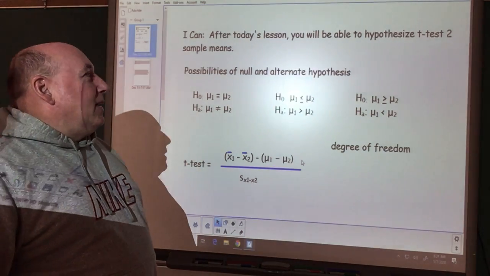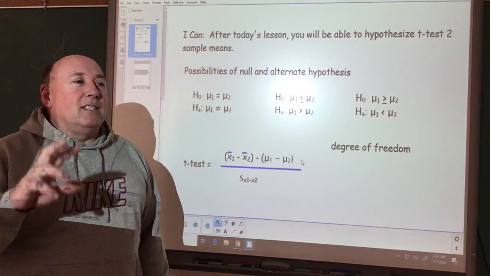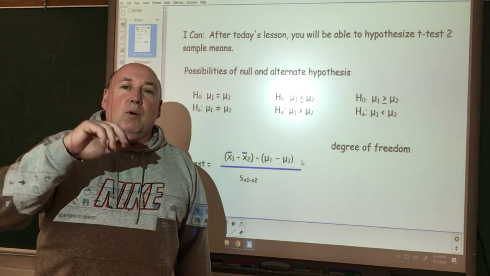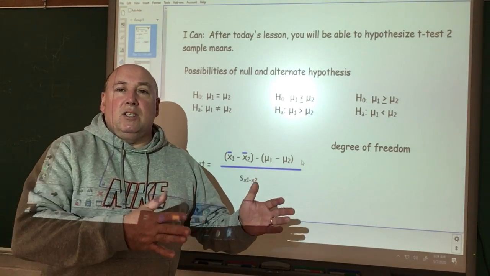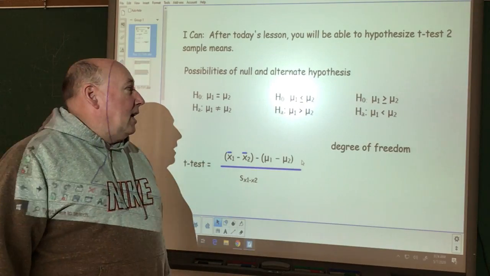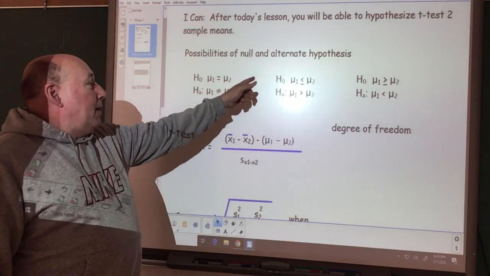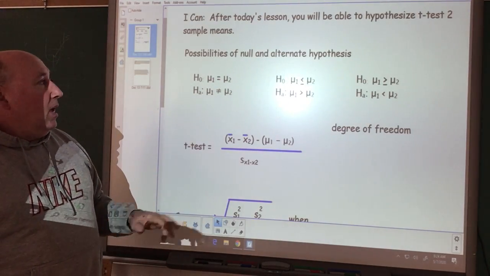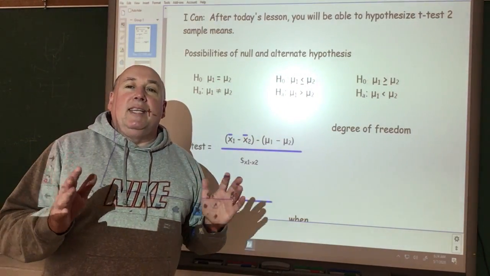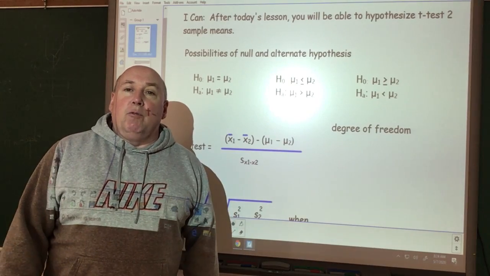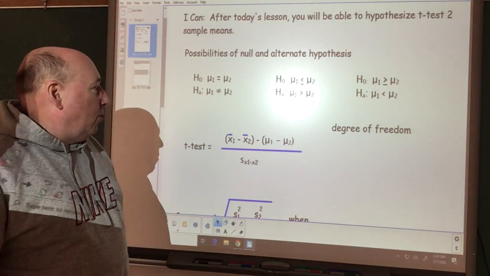Today we're going to talk about testing two means again, but now we're going to look at the t-test. We did the z-test yesterday. We're going to look at the t-test today. Once again, the possibilities for the null and alternative hypotheses are not changing. The one thing we have to worry about in a t-test is degrees of freedom and looking at a t-table.